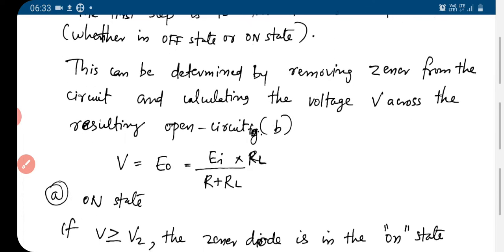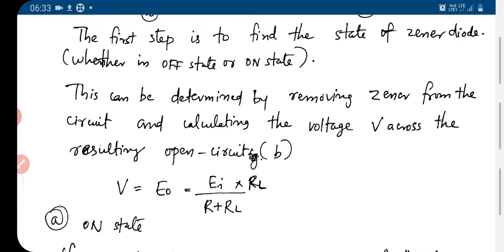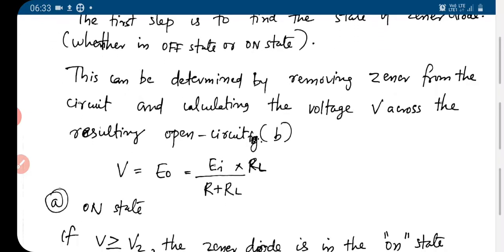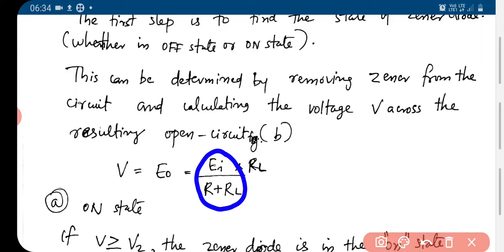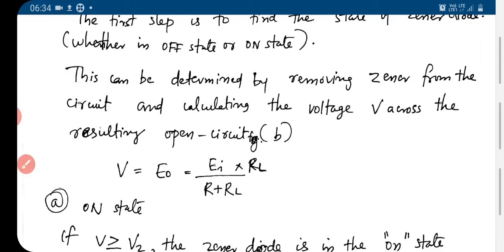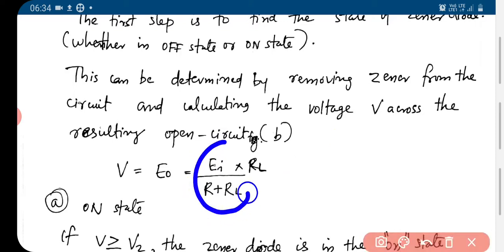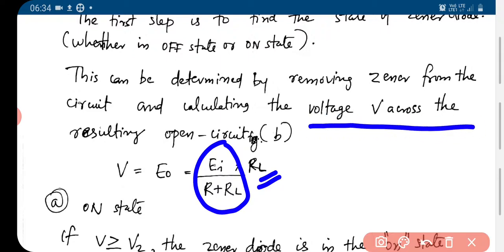The current passing through the load RL is given by EI by R plus RL. If you multiply it with the load resistance RL, you will get the voltage across RL: EI by R plus RL into RL.